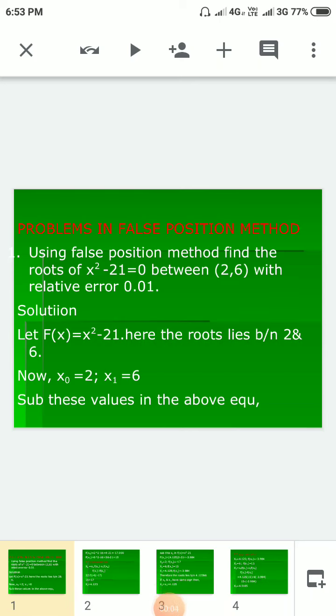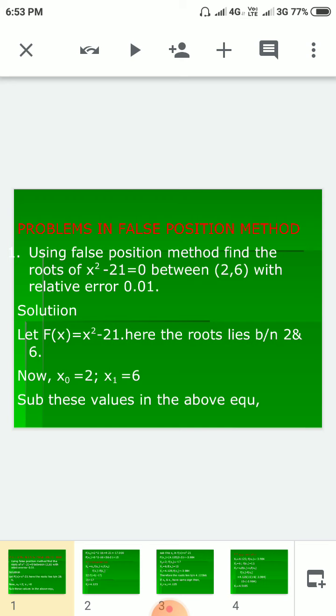Okay, girls. Now let us discuss the problems in the false position method. I think this video will be very useful. I have recorded this problem discussion.